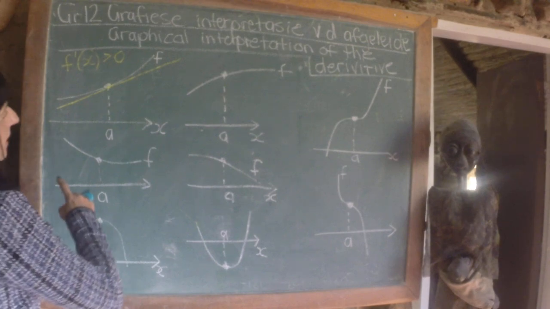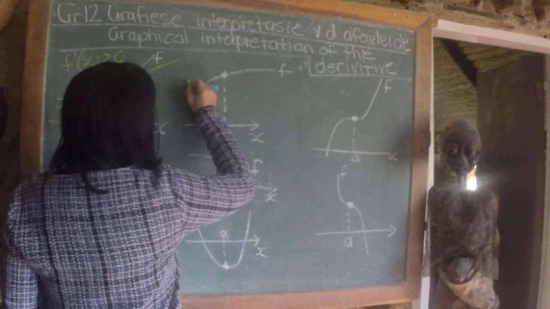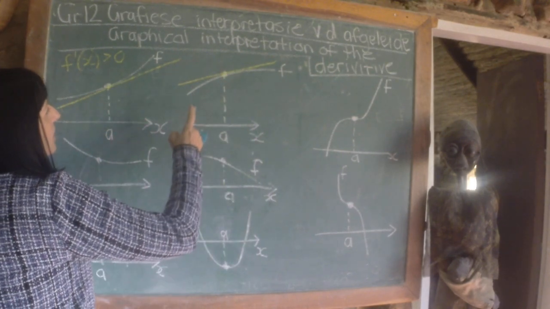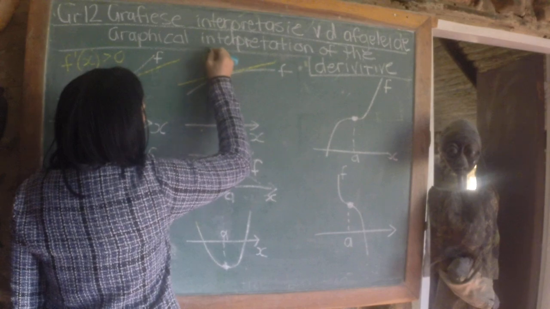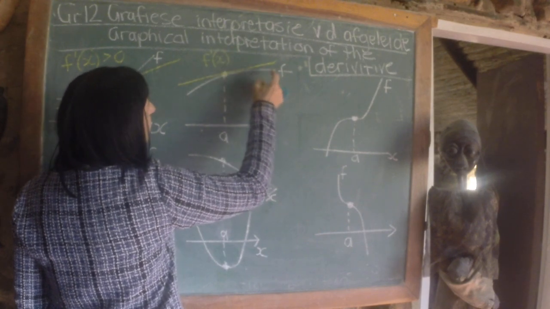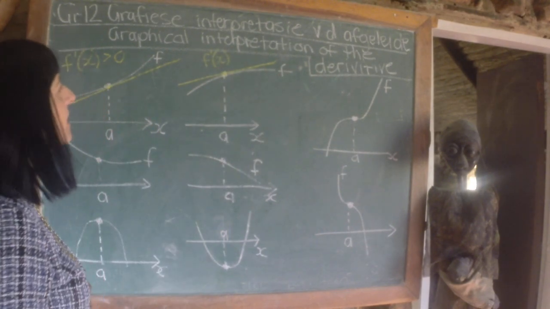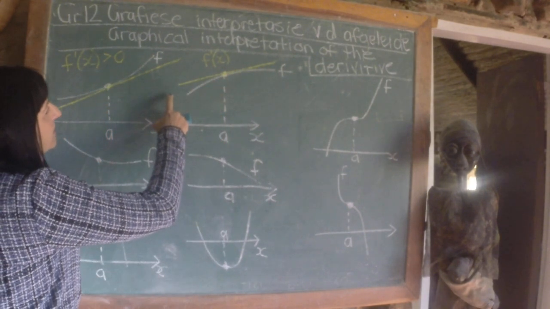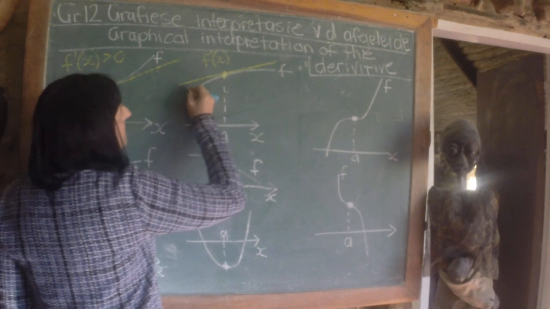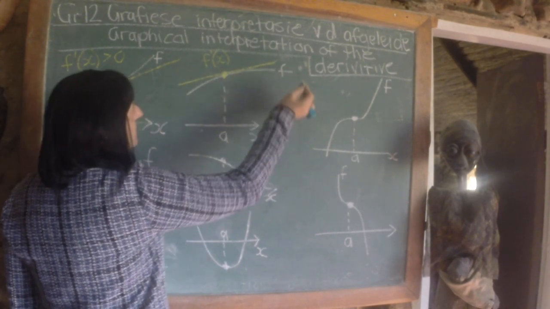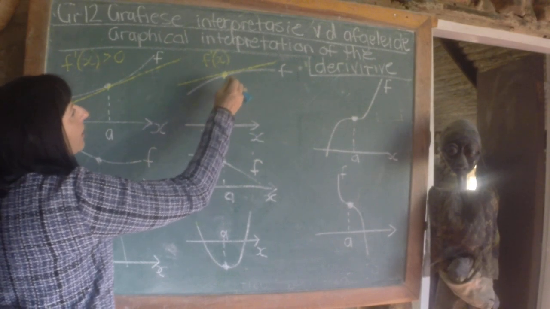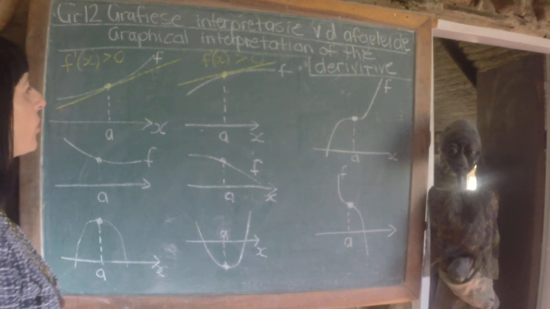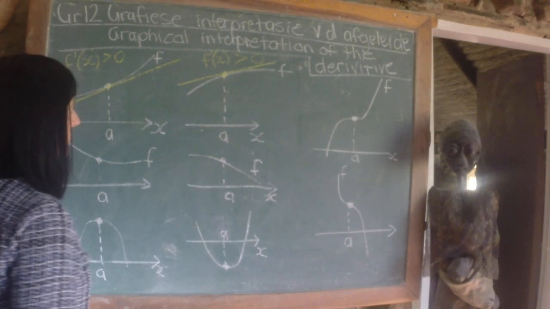Kom ons gaan kyk na hierdie ouetjie langsom. As ons 'n raaklyn aan hierdie kurwe trek by 'n sekere punt A, dan kan ons die afgeleide kry. En die afgeleide van hierdie funksie f gee vir my die gradiënt van die raaklyn by daai spesifieke punt. And because this is ascending, hierdie funksie gaan boontoe, hy styg, is die gradiënt van hierdie raaklyn positief. So what do you conclude about what I've shown you in these two examples?